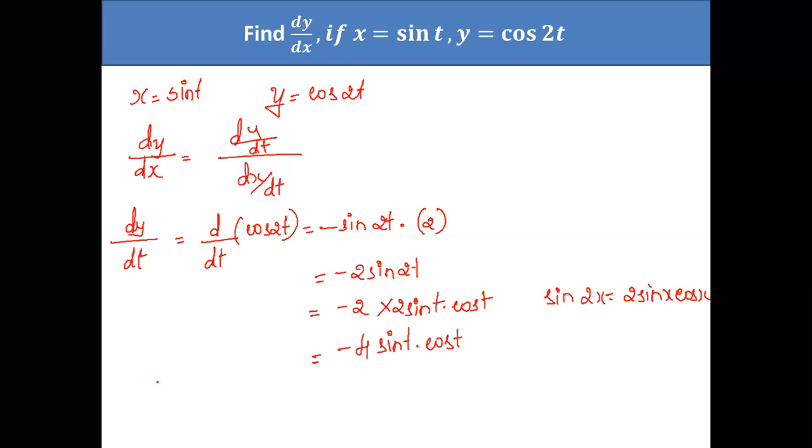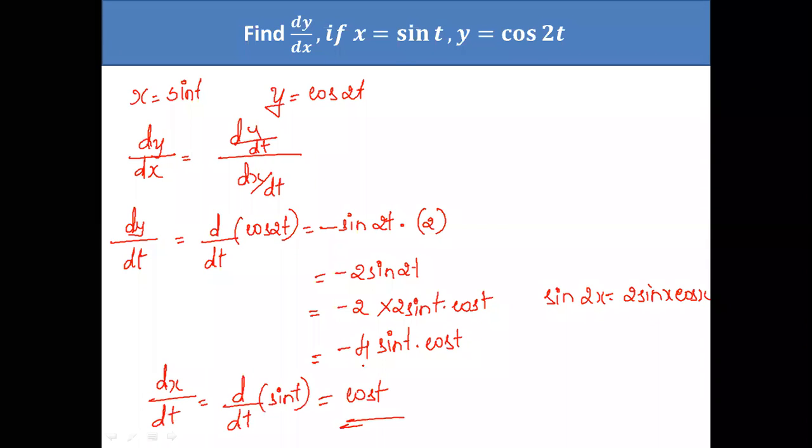Okay, now you find what is dx by dt. That is d by dt of sin t. What is the derivative of sin t, students? It is cos t. Okay.